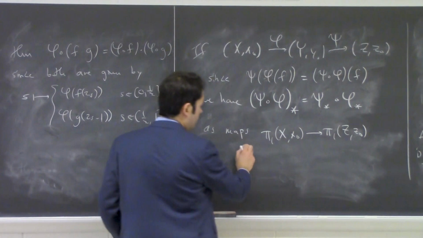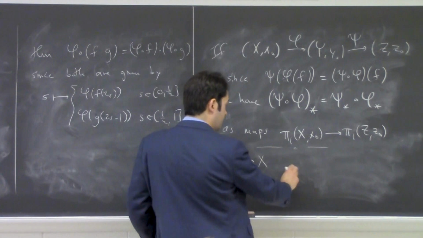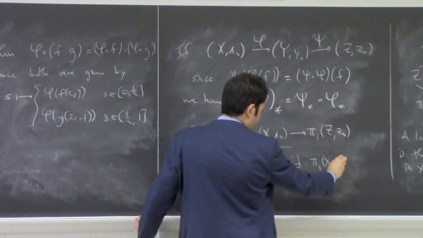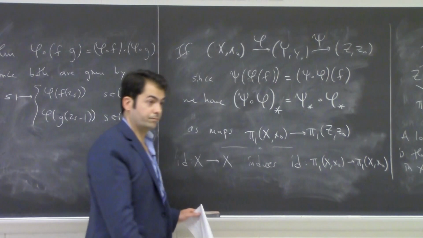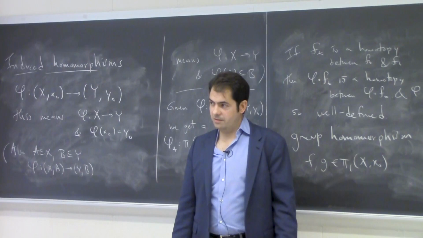And an even easier fact is that if you look at the identity map of a topological space, then the induced map is the identity on the fundamental group, right? Because you do nothing. Yes. So what this is giving us essentially is some sort of connection, I'm not sure exactly how to formalize it, between some version of the category of topological spaces and the category of groups. That's where I was going.